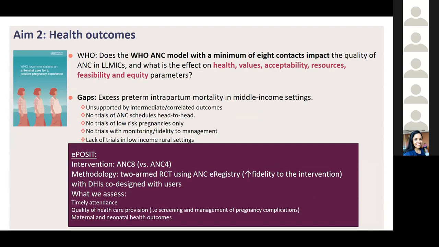And for the second aim, we want to know whether this new model with a minimum of 8 contacts can impact the quality of ANC and what is the effect on health. The gap in knowledge that we come to assess is related to the excess preterm mortality in middle income settings. And this is not supported by correlated outcomes. There are no trials of ANC schedules head to head, like ANC 4 versus ANC 8. There are no trials of low risk pregnancies only.